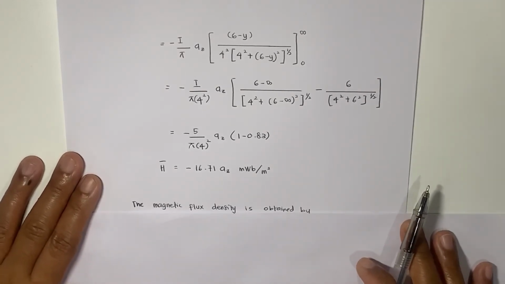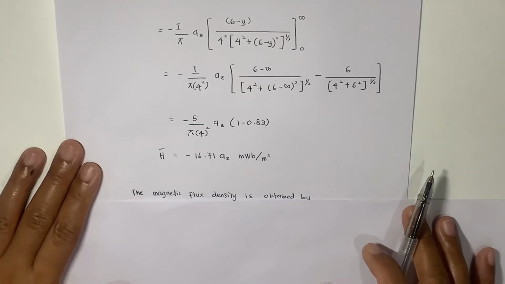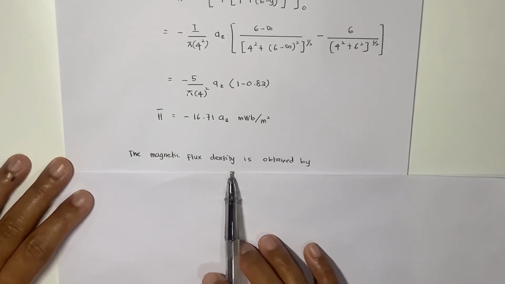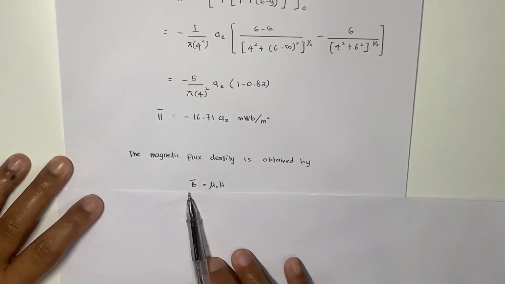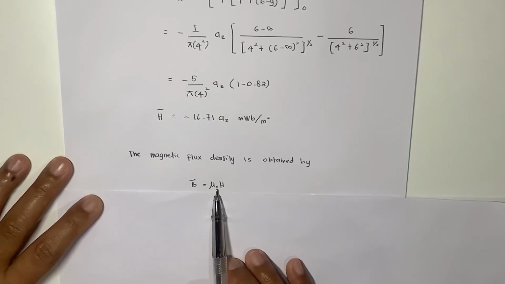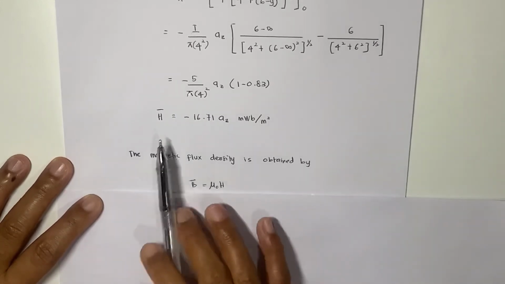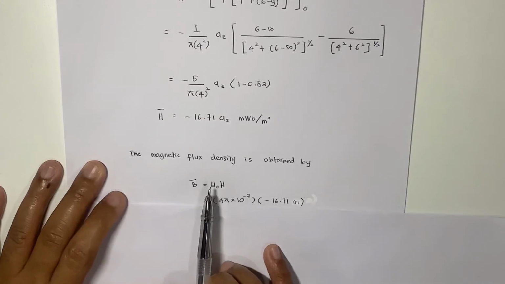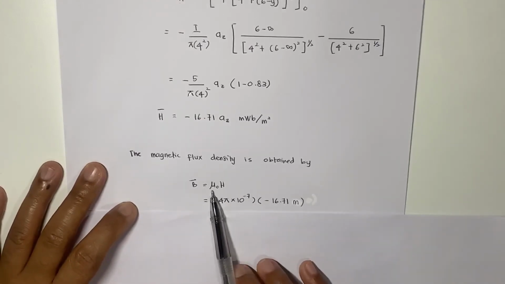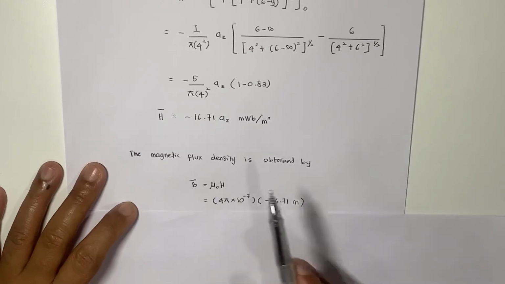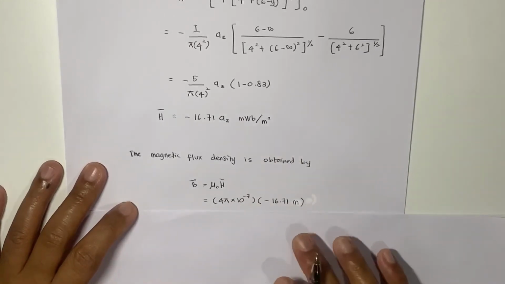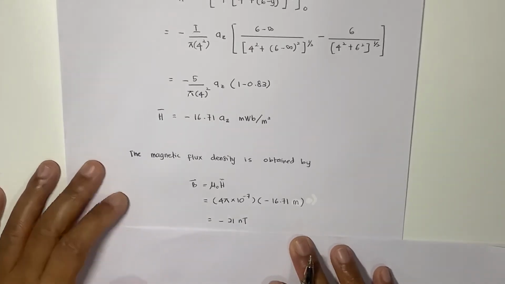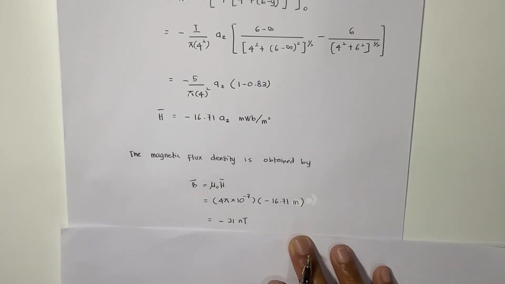So back to the question. For this example 1, the question asks you to find the magnetic flux density, which is B. B is equal to the permeability in free space times H, where H is this one, the magnetic field intensity. Just multiply the permeability in free space with the magnetic field intensity, and you will get the answer of negative 21 nanotesla.